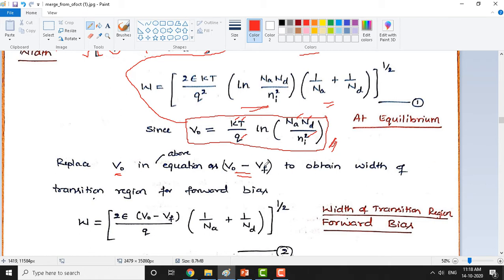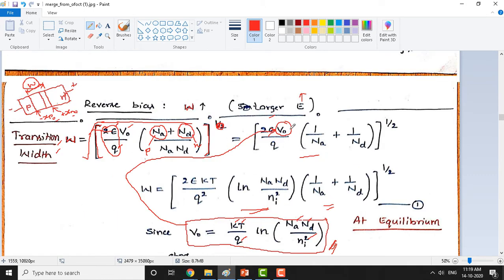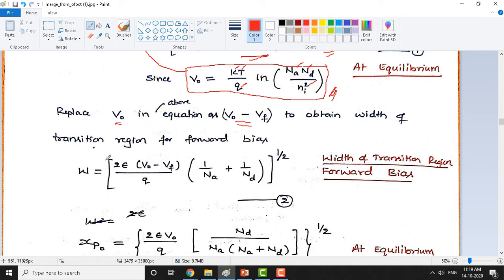So to obtain the depletion width for the forward bias condition, just replace in this equation V naught with V naught minus Vf. If you do that, you can see we have a new W for the forward bias condition. For forward bias, the width is given by 2 epsilon, which we have kept as it is, but the only change is here: in place of V naught, we now have V naught minus Vf. That is the change we have done, because the net potential barrier is decreased due to the forward bias voltage we have applied. So this equation is valid for the forward bias condition.